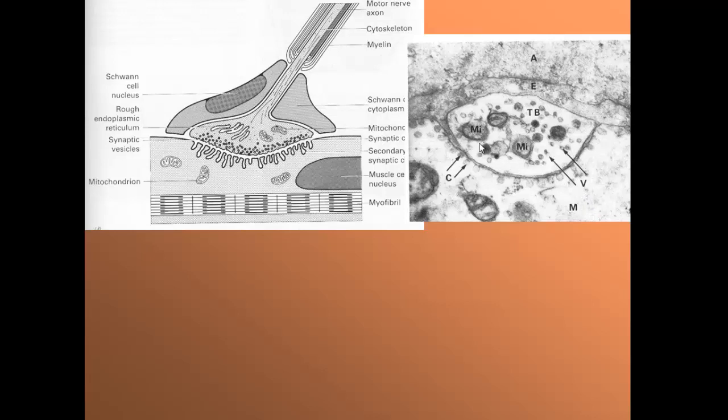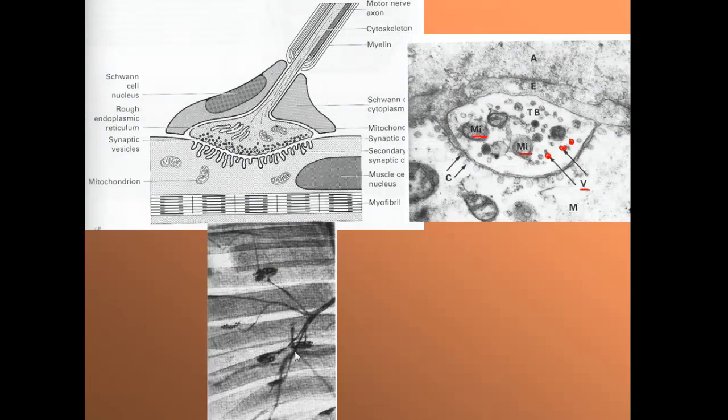And you can see various structures within it. MI, those are going to be mitochondria. And the other thing I just want to draw your attention to are the V's here. These are vesicles, and in these vesicles are the neurotransmitter. This is a light micrograph, and you can see a nerve coming in here and then splitting off into various endings here. Indeed, this may be a neuron with several endings on it.